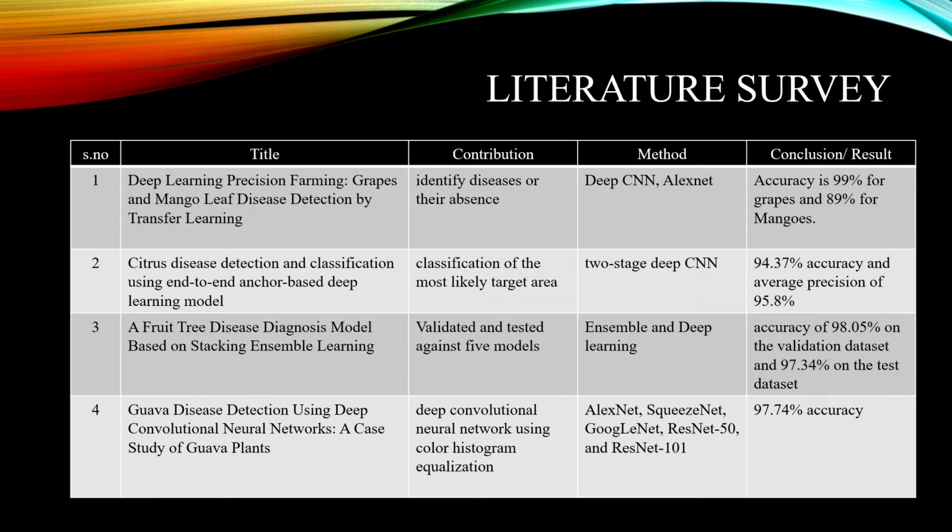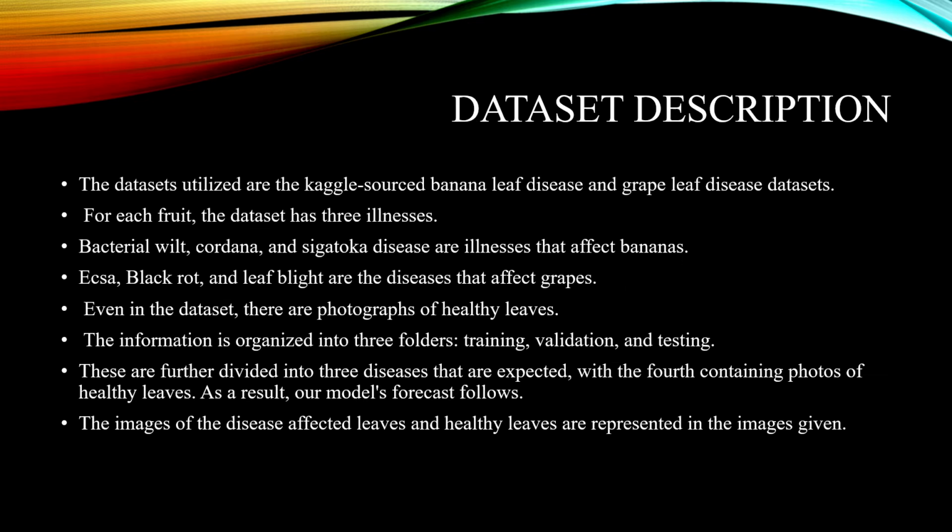Guava disease detection using deep convolutional neural networks, a case study of guava plants. They used color histogram equalization, and AlexNet, SqueezeNet, GoogleNet, ResNet 50 and ResNet 101 were the methods used, and 97.74% accuracy was observed.